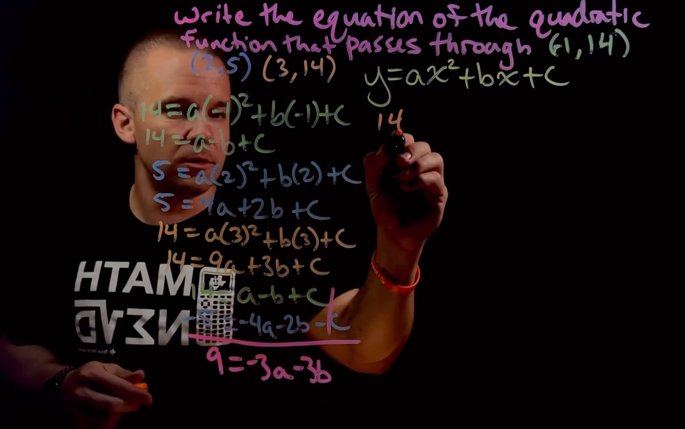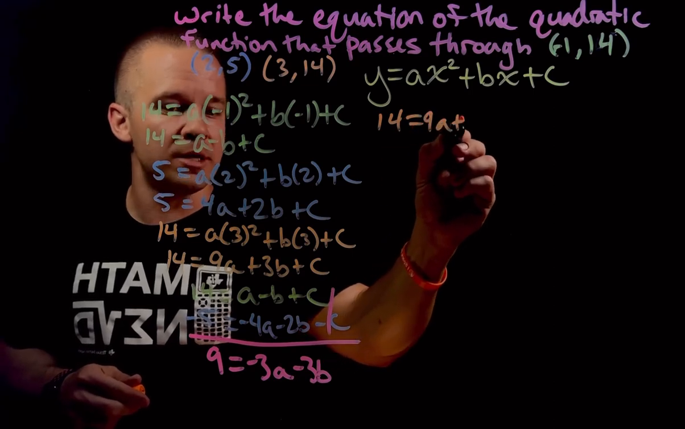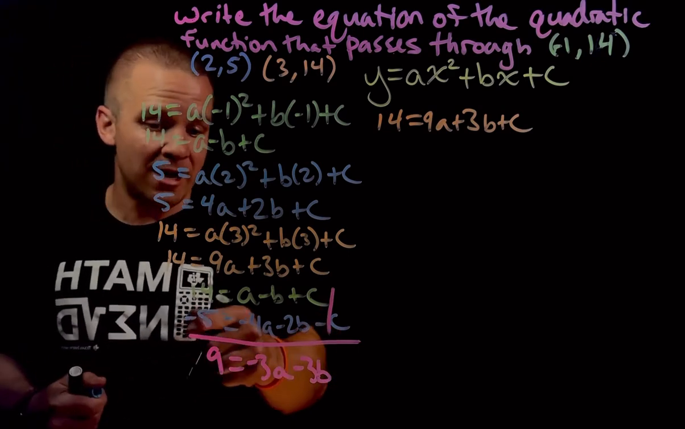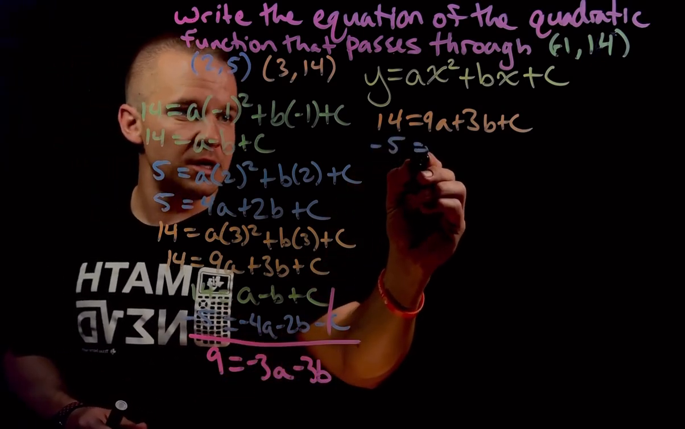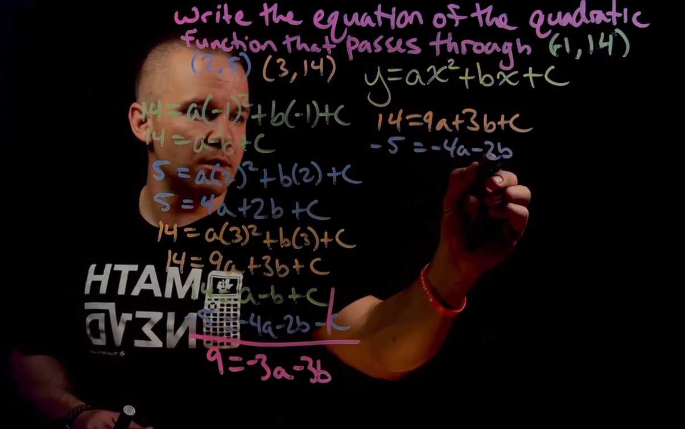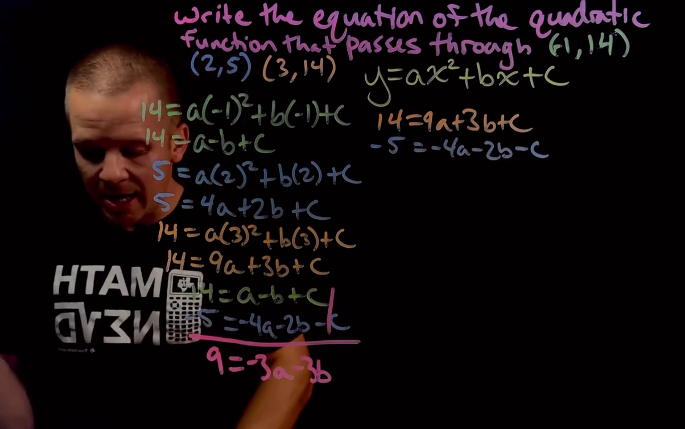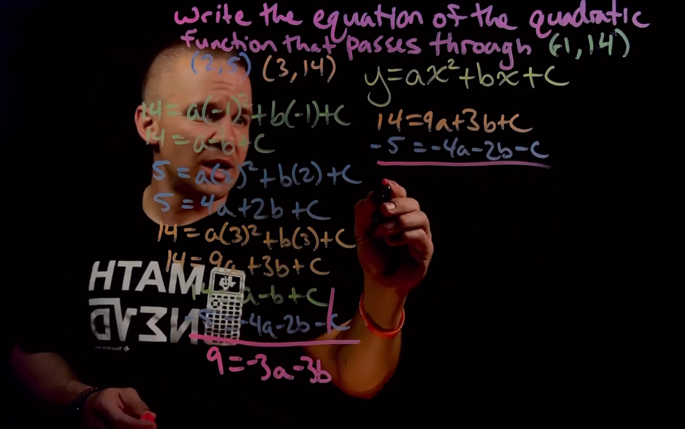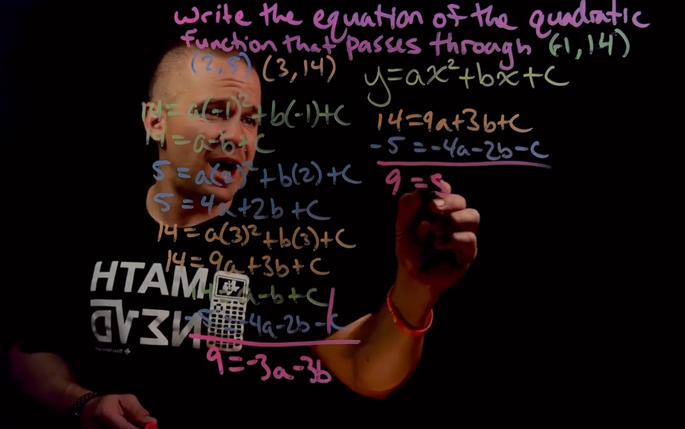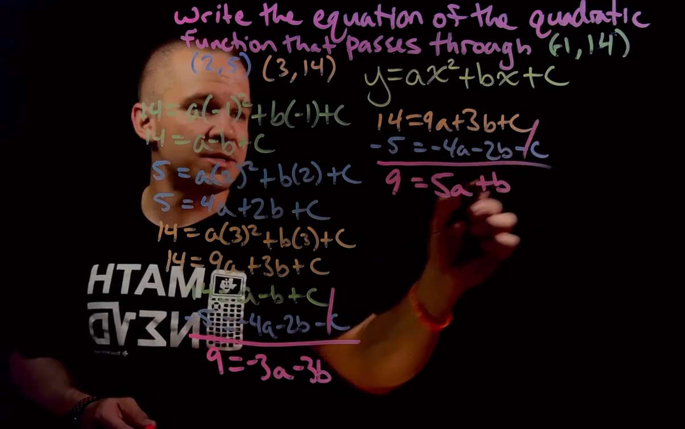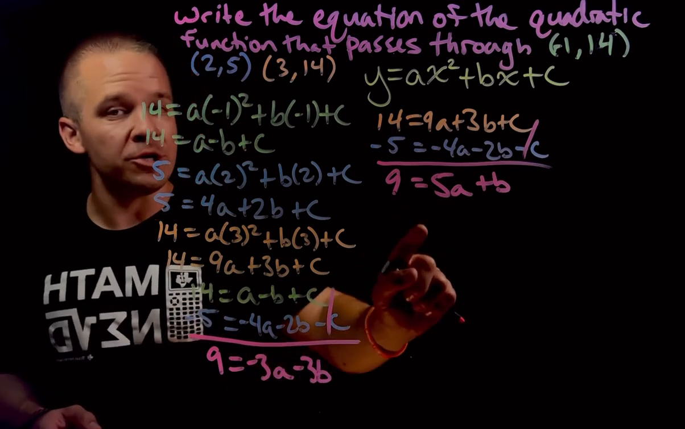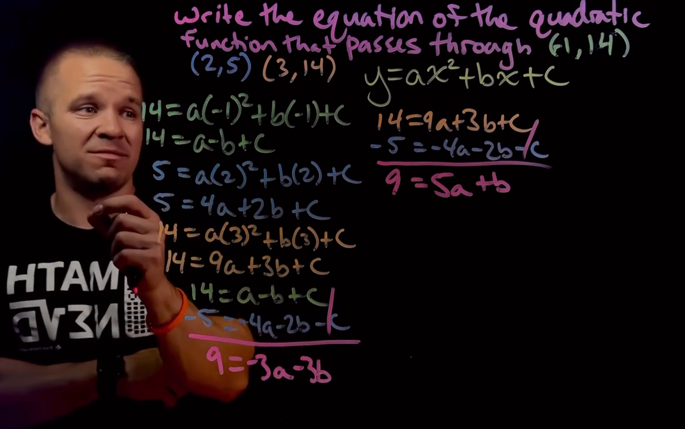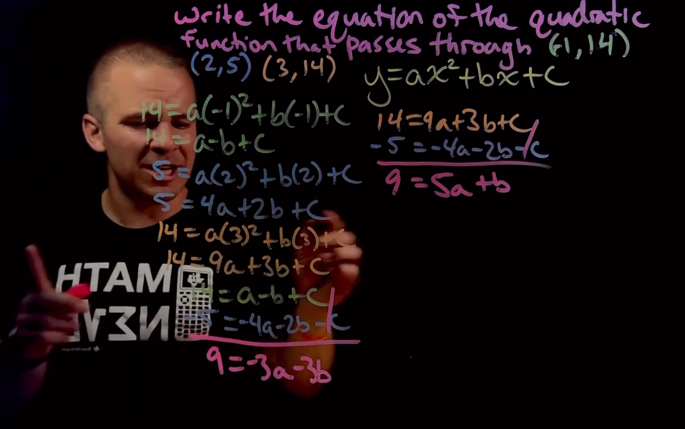We got 14 equals 9a plus 3b plus c. And then the blue one is going to come in there at negative 5 equals negative 4a minus 2b minus c. And now, once again, let's get that resulting equation here when I do elimination. We've got 9 equals 5a plus b. My c's are gone. I got 2 equations, 2 variables. I do believe I can set up a system of equations of only 2 equations here. So let's write those 2 together.